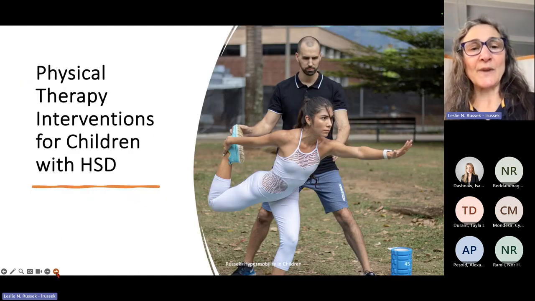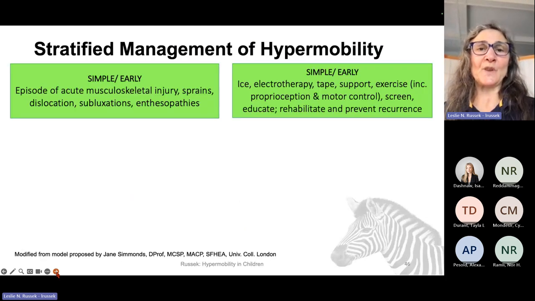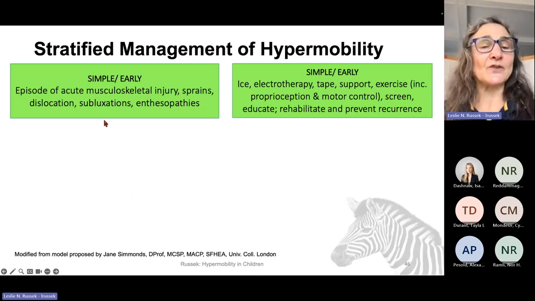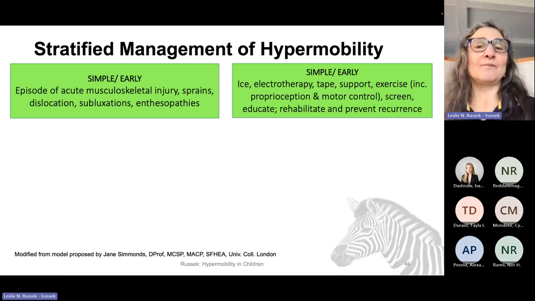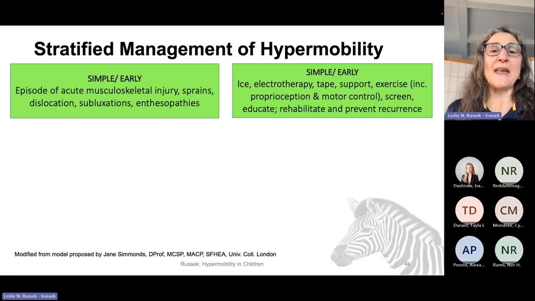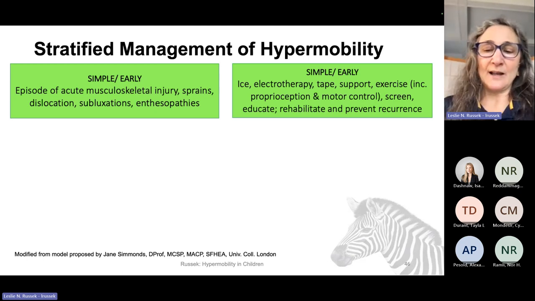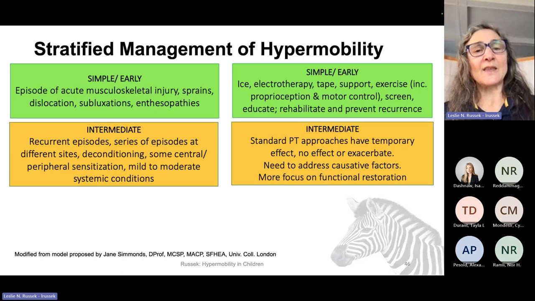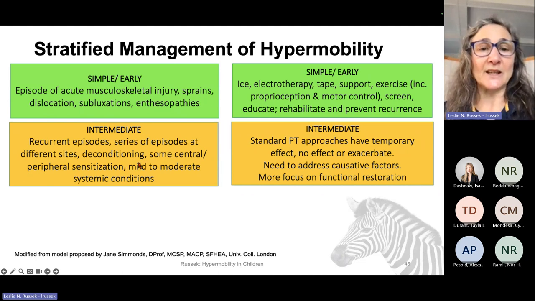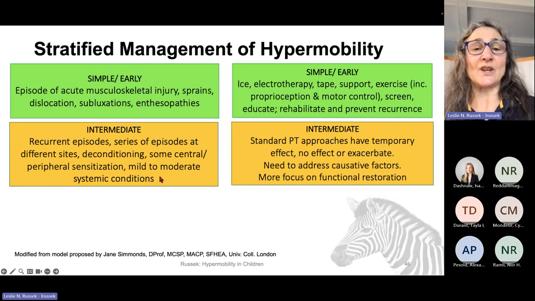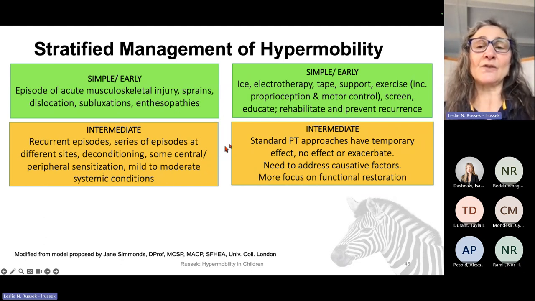So some physical therapy interventions. So stratified management, some of these patients are simple. You know, they sprained an ankle, they just need to see any PT for an ankle sprain. They may have a tendonitis or a sore shoulder. Then there are the intermediate patients. They may have recurrent episodes or multiple episodes. They're starting to become deconditioned because they can't exercise anymore. They're starting to have some sensitization, and they may have some systemic issues. And these are going to be a bit more complicated to treat.